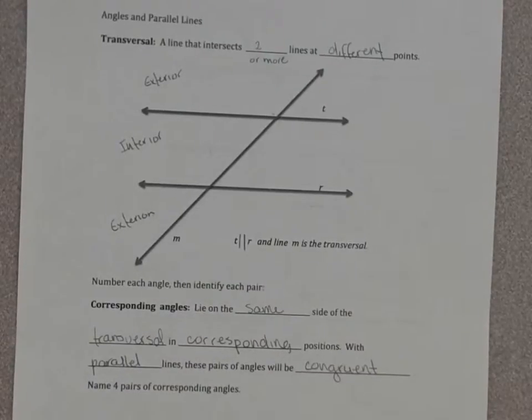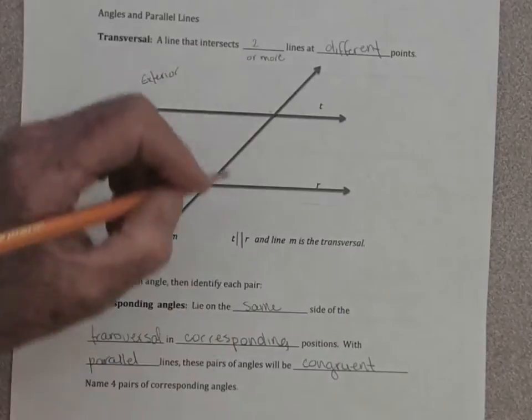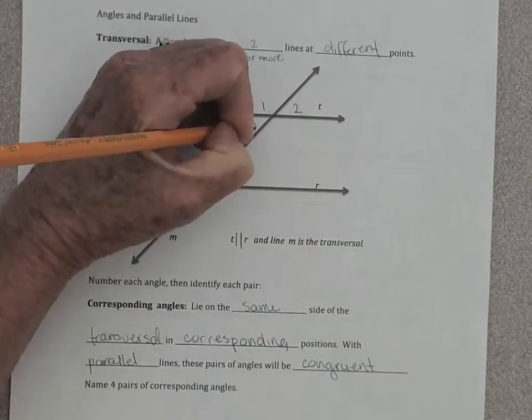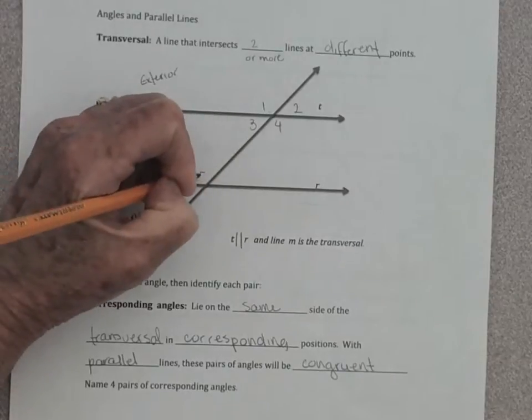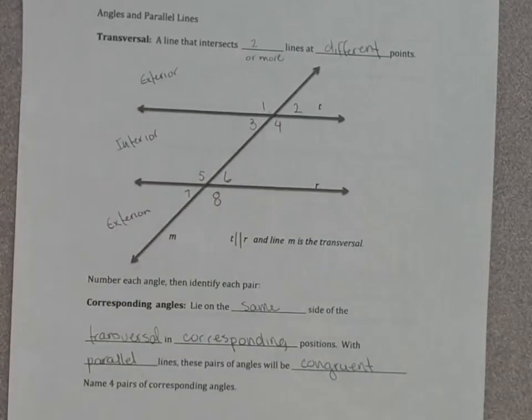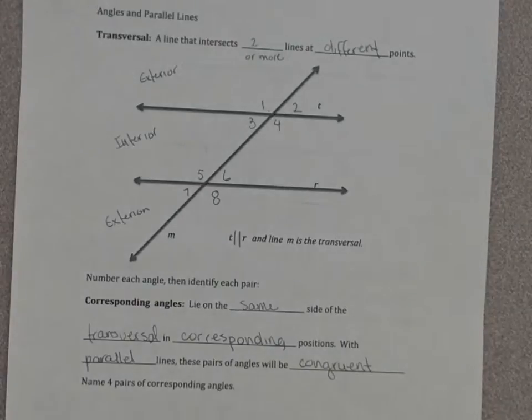So you see, we're going to number these angles: 1, 2, 3, 4, 5, 6, 7, 8. And in Edpuzzle, you tell me which 4 pairs are corresponding angles.